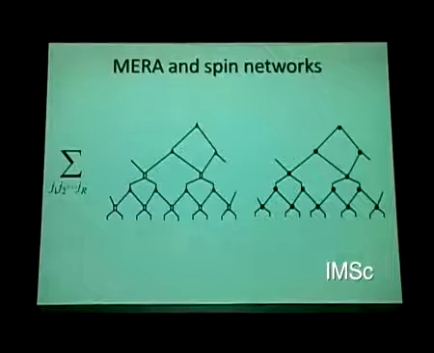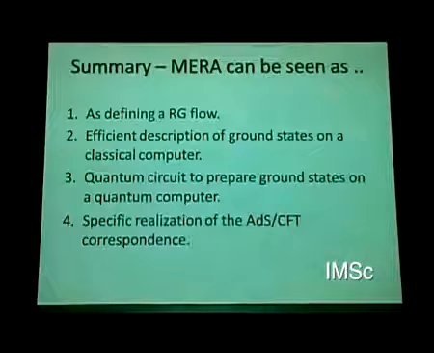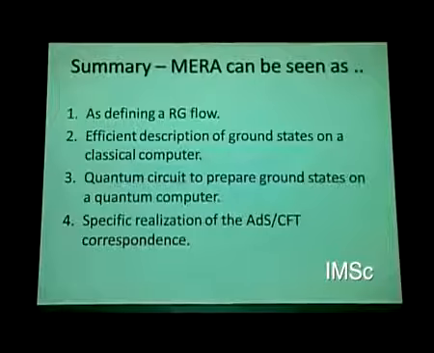So I don't know what this means, whether this has anything to do with the previous thing, but once again, the structure has the same AdS look and feel. And now you also have these spins sitting on the edges. So basically, that's all that I wanted to say, and that's my summary. I've just shown you four different ways, and perhaps there are more, of looking at the MERA. And my focus really was in telling you that it's an efficient description of ground states of critical Hamiltonians. So yeah, thanks.